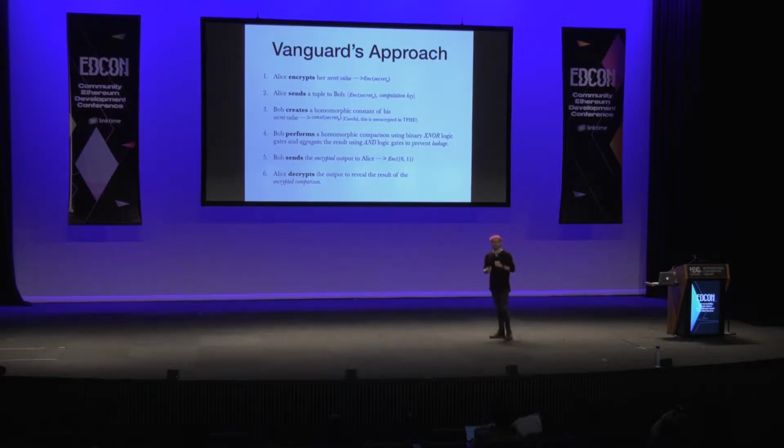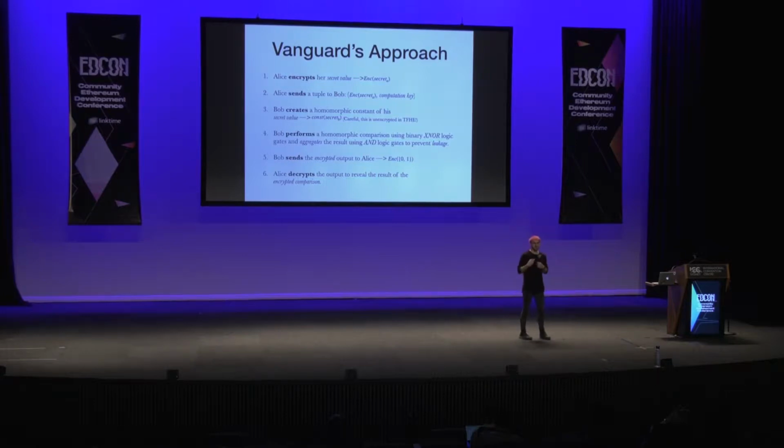Bob creates a homomorphic constant of his secret value as well. Be aware that this constant is just a learning with errors problem, and it's trivial, which means we can easily decrypt it. So it's not encrypted at all, and it should not be treated as an encrypted value. So just be aware of that.